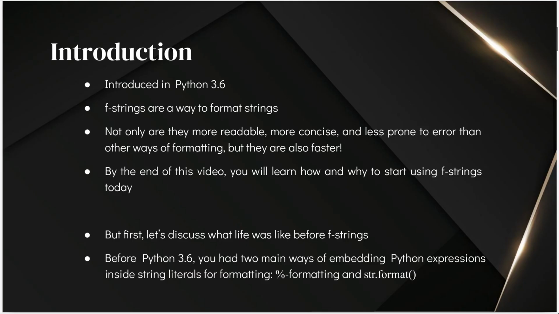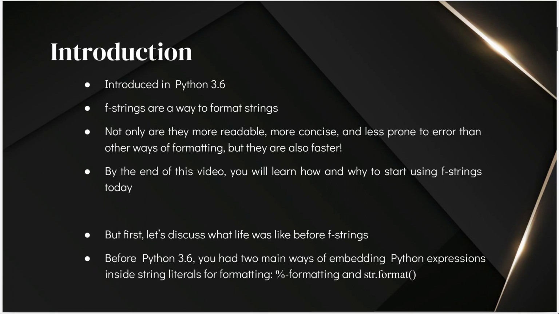F-strings were introduced in Python 3.6, so you can't use them in any version that came before 3.6. F-strings are a way to format strings, and many people think that the full form of f-strings is formatted strings. An advantage of f-strings is that they are more readable, more concise and less prone to error than other ways of string formatting. But they are also faster at the same time. By the end of this video, you will be able to learn how and why you should use f-strings.